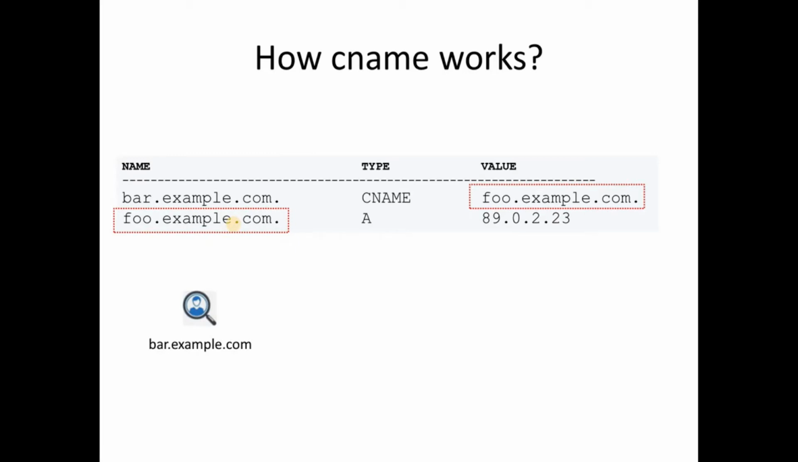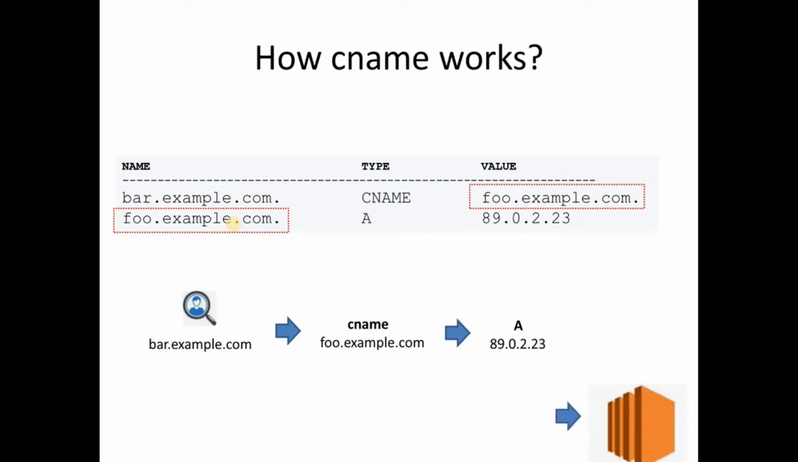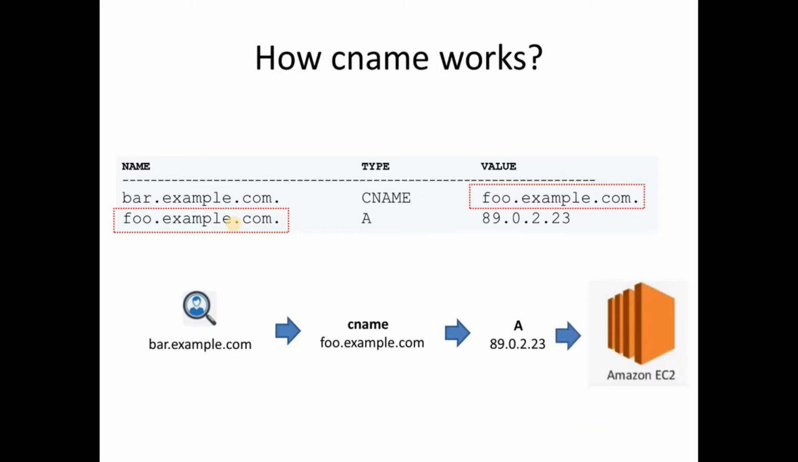So what exactly happens behind the scenes? When we request bar.example.com, the resolver will see the CNAME record and restart the checking at foo.example.com, and it will return the IP 89.0.2.23, and finally it will be pointing to the web server.